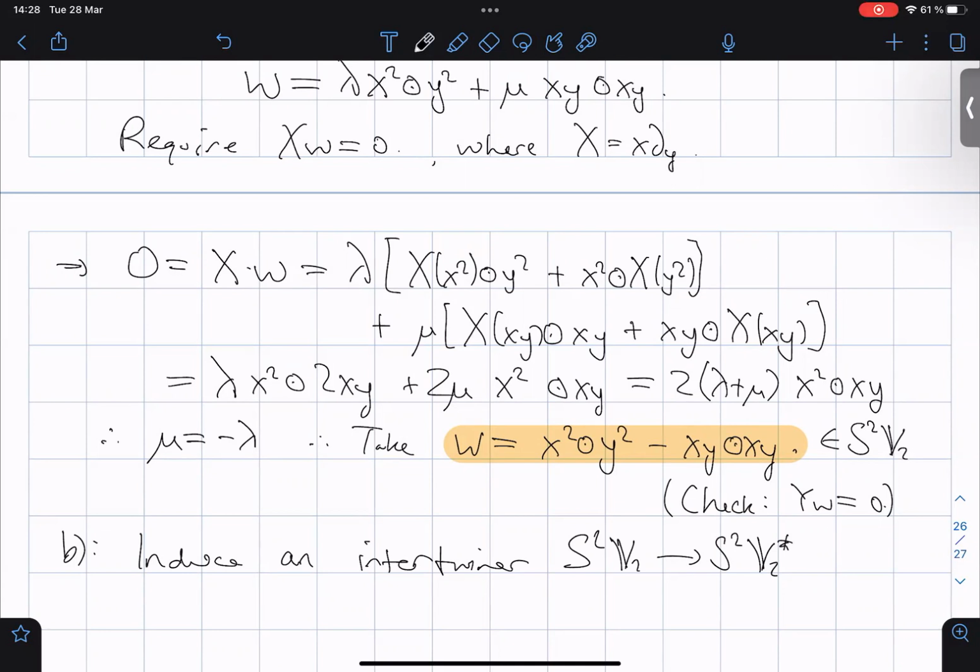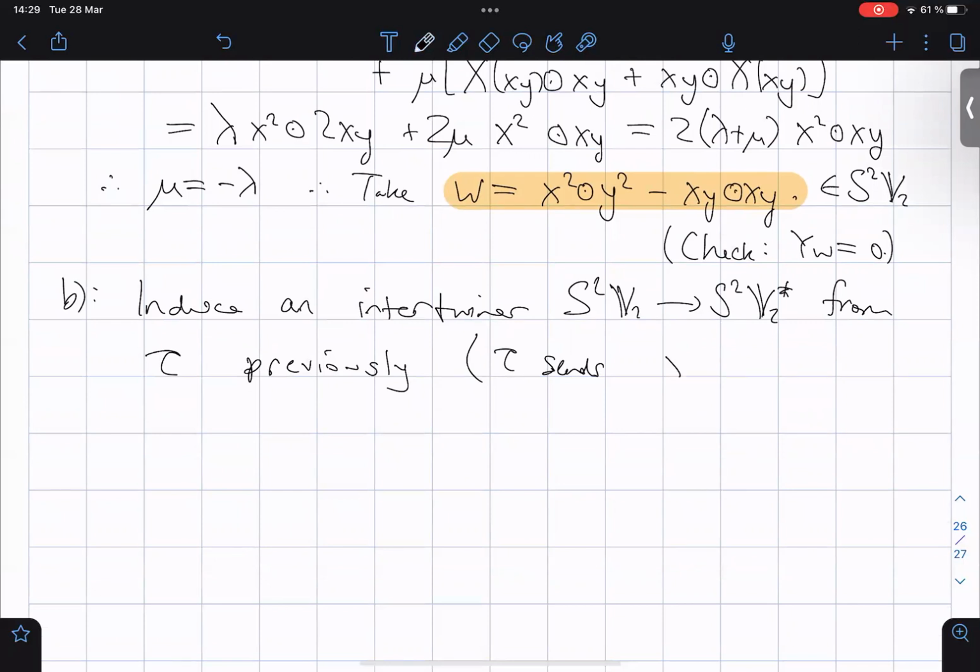So this might be a little bit confusing when you first see it, like V2 itself is a symmetric tensor product. It's an S2 C2, right? So you're doing S2 of S2 C2. Okay, but so it all makes sense. That's why I'm not writing it out explicitly. So, okay, we induce an intertwiner from tau previously. So recall tau sends x to partial y and y to minus partial x.